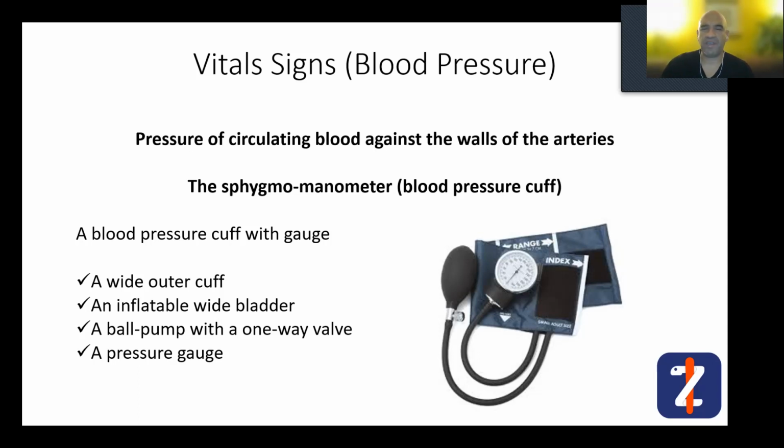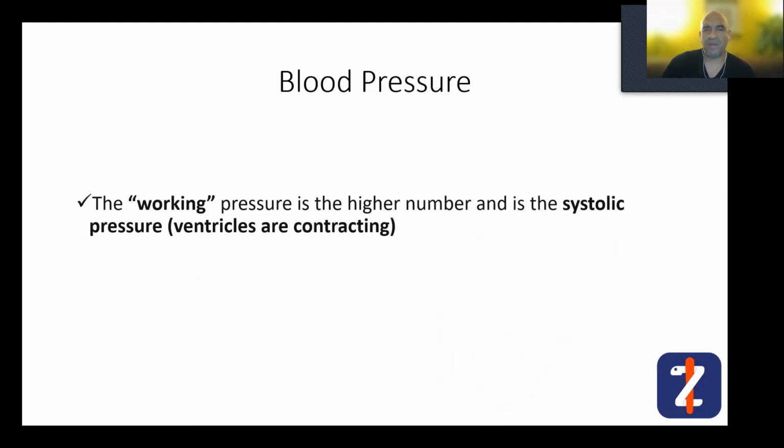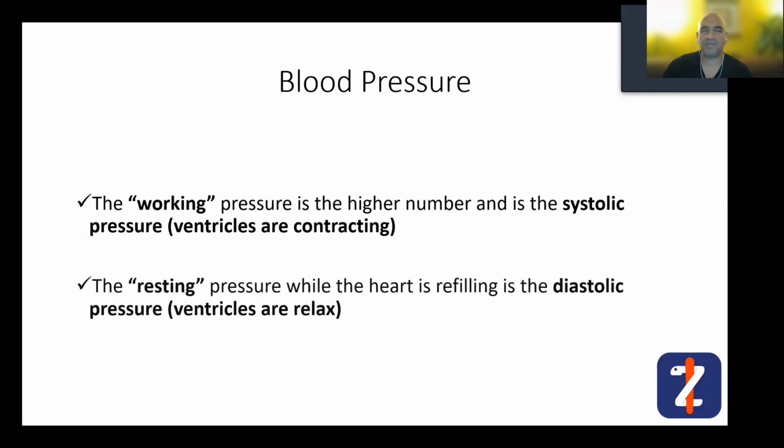So you have the blood pressure cuff with the gauge. We have the wide cuff. We're going to have an inflatable wide bladder, which is inside. Then we have the ball pump, with one valve, and we have the pressure gauge, all right, in millimeters of mercury. All right, so let's talk about this real quickly. This is the working pressure. The highest number is the systolic number. All right, this is when the ventricles start to contract. Now, when the relaxation takes place, this is the pressure while the heart is being refilled, the diastolic pressure, and now the ventricles are relaxed.